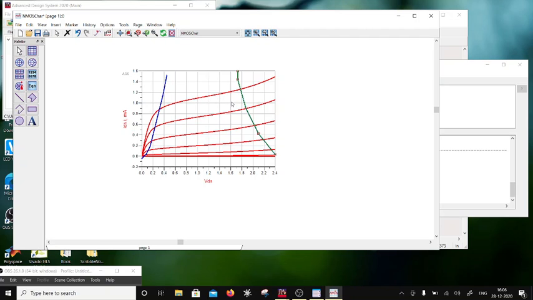Once this is out of the way, what can I do from this curve? I can find out the slope. So to find the slope, I will just place two markers.